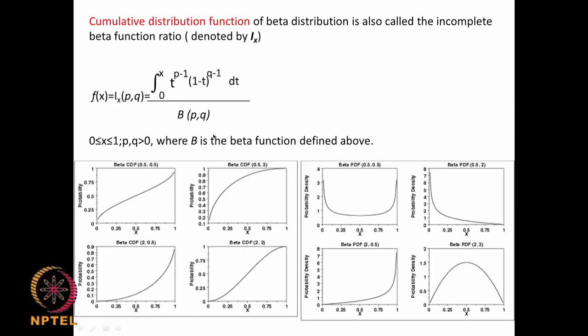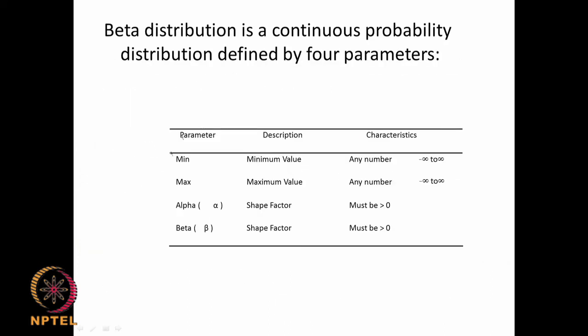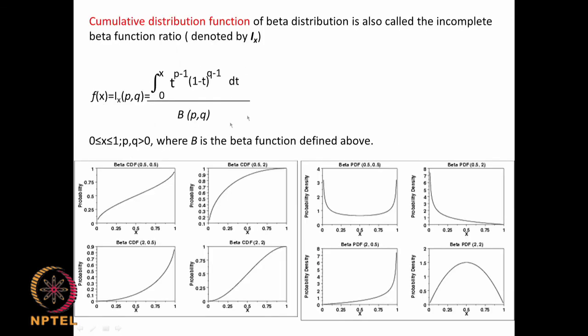There is something called the cumulative distribution function. You just need to integrate between 0 to x of the beta distribution, and it is given like this. B is your beta function. Beta function is nothing but this; sorry, this is your beta function. So, you can integrate that to get your cumulative distribution function.